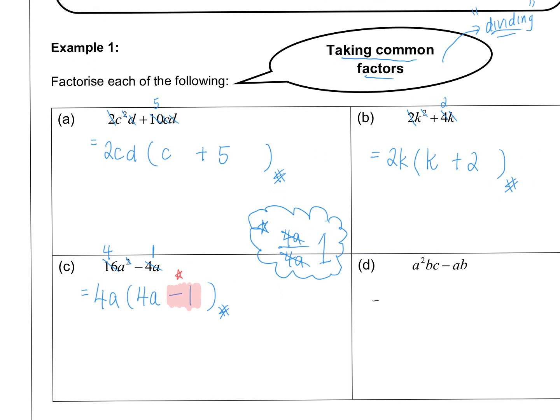Okay, what about this? What is common between the two of them? AB. 1a and 1b, right? So I take out 1a, take out 1b, left with AC. Take out the AB, left with 1. So this one is important.